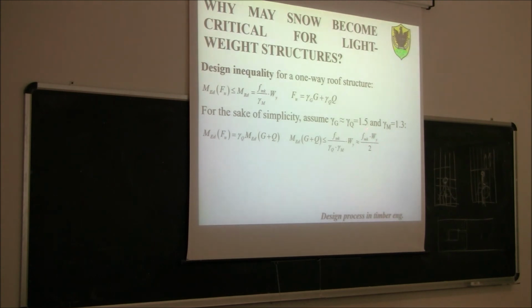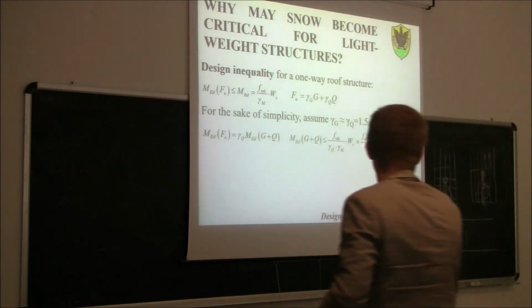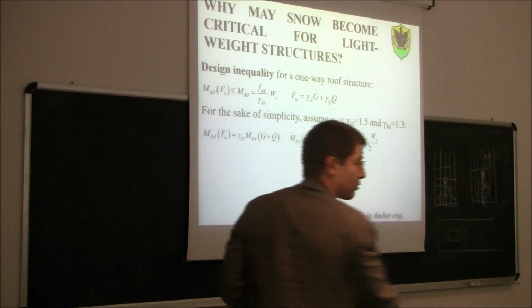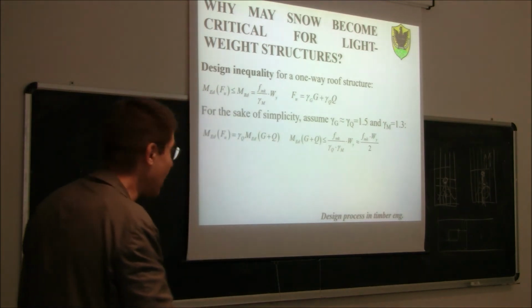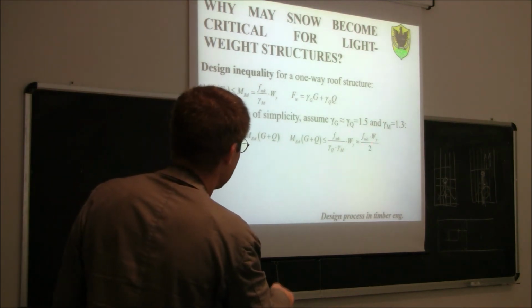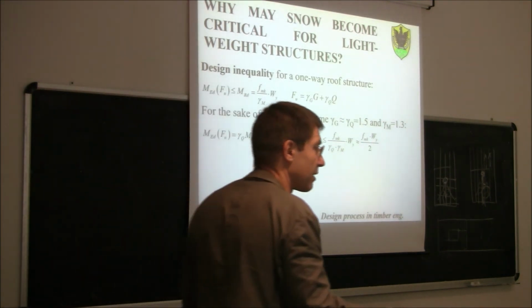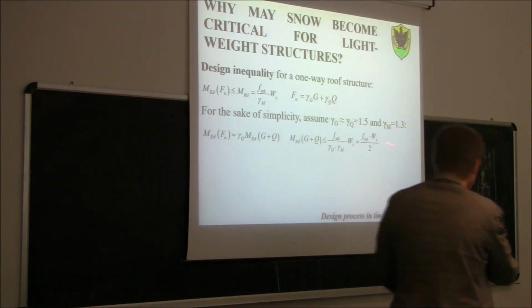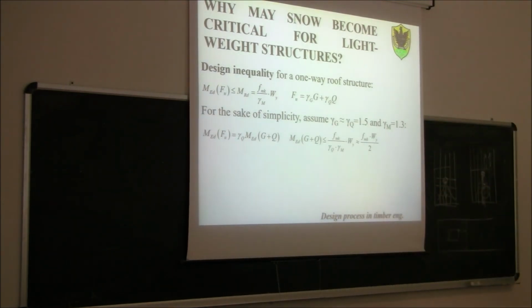Now, if you do 1.5 times 1.3, you get 1.95, which is almost 2. So in the end, you see that the design inequality is that the bending moment demand due to the sum of the permanent and the variable snow load shall be less than or equal to the section modulus WY times FMK, characteristic strength of the wood, of the material, divided by 2. Clear?